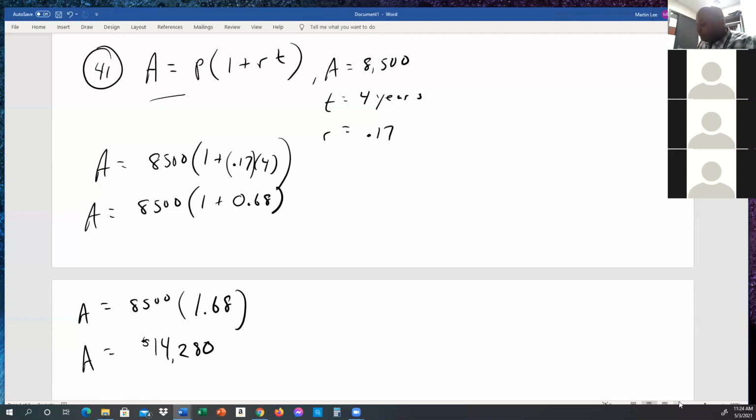And again, because they asked for an amount of money, that's why we use this formula. If it asked for just interest, then interest would be the principal times the rate times the time.